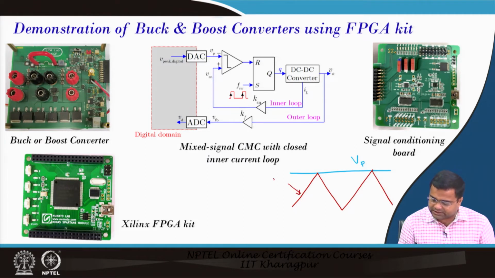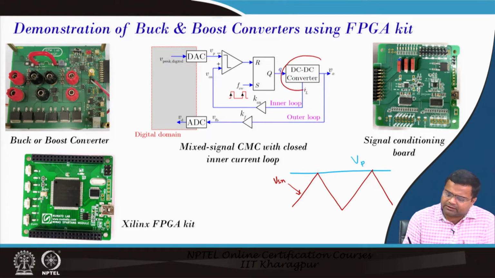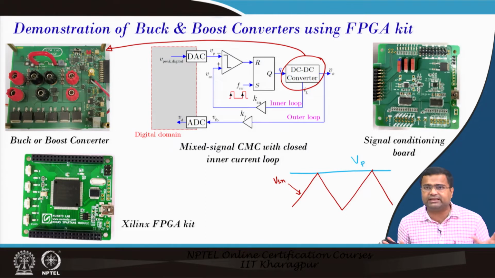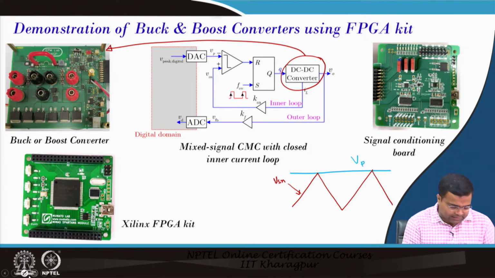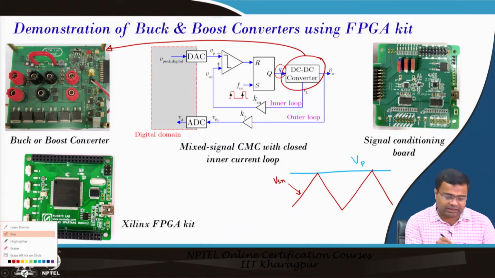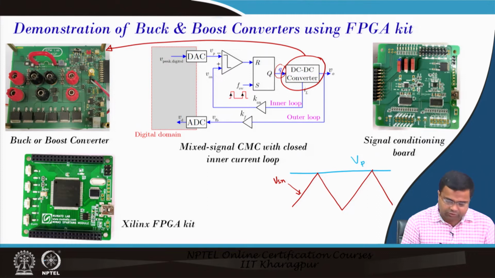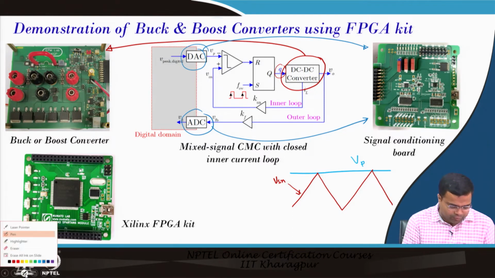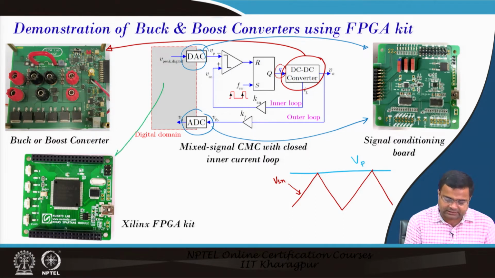So, this is our sense VSN, the sensed inductor current. In this case the DC-DC converter is in this board, and it has the current sensor and everything, the voltage sensor, and also we are providing the gate signal from this particular board. The gate signal and the gate drive are also on the PCB. Next, the ADC and DAC are all in this signal conditioning board, and then the digital platform where we are implementing this logic is the FPGA.